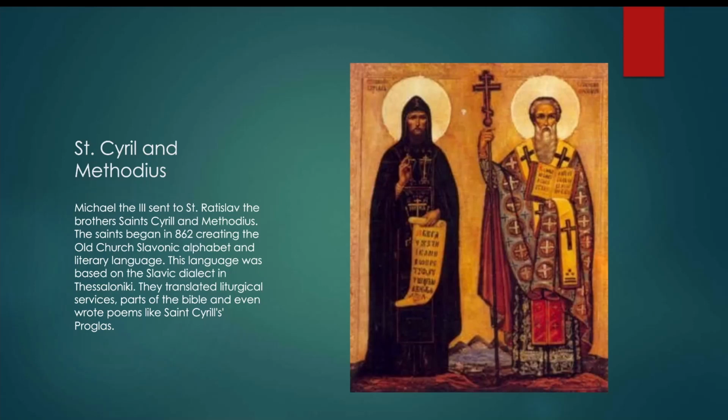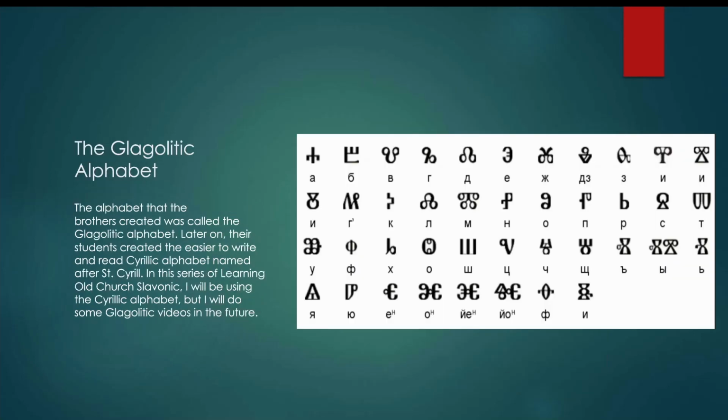Saint Cyril and Methodius. Michael III sent to Radoslav the brothers Saint Cyril and Methodius. The saints began in 862 creating the Old Church Slavonic alphabet and literary language. This language was based off the Slavic dialect in Thessaloniki. They translated liturgical services, parts of the Bible, and even wrote poems like St. Cyril's Proglas.